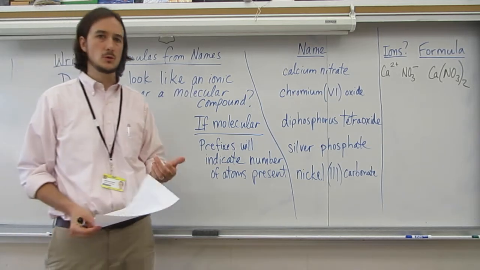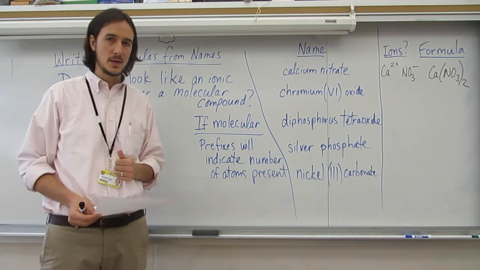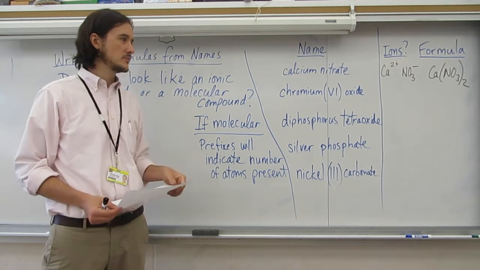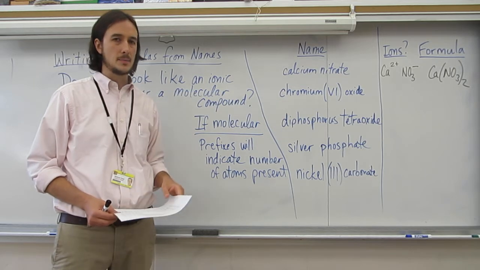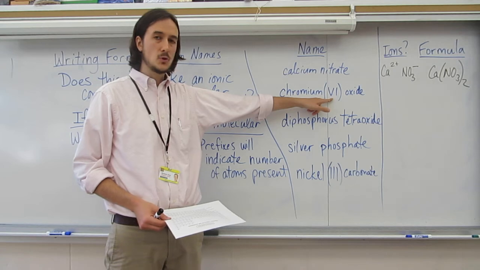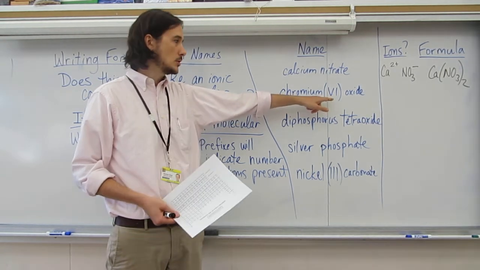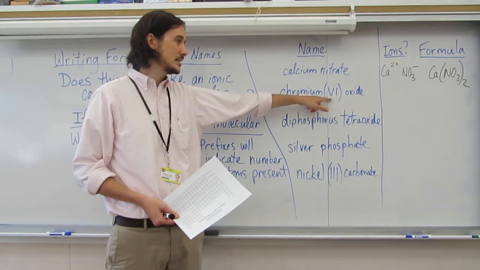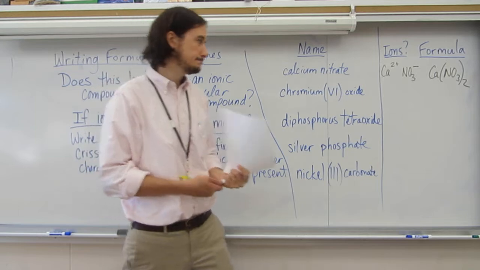Next one is chromium 6 oxide. If you see a Roman numeral like that, it's going to be an ionic compound. There are some older systems of naming that might use a Roman numeral, but anyway, this is going to look like an ionic compound. So, chromium 6. Since you have a Roman numeral, you don't need to look at the periodic table. You don't need to find the charge because it's right here. That means this is chromium +6. So you write that.